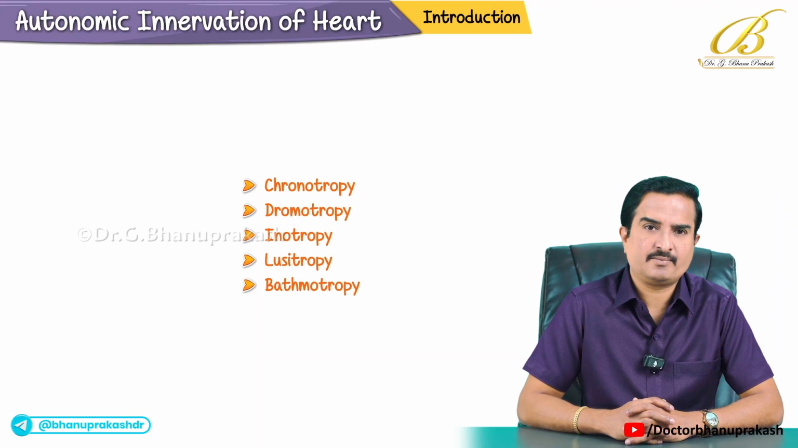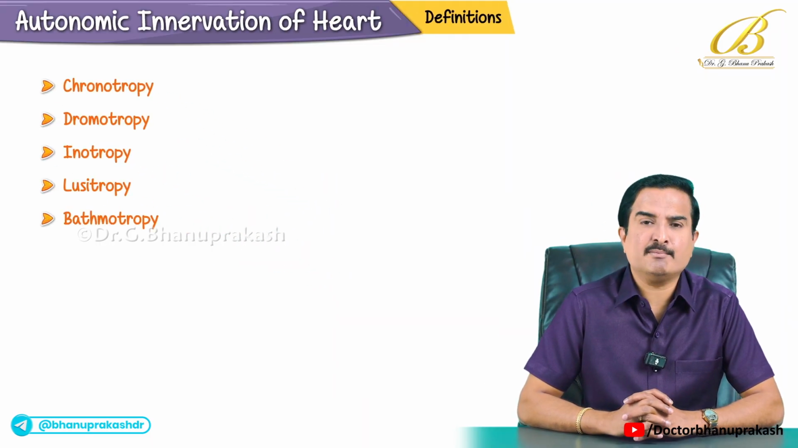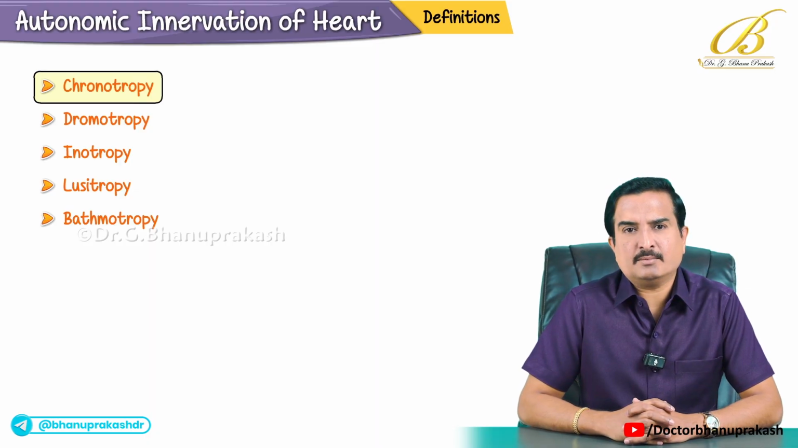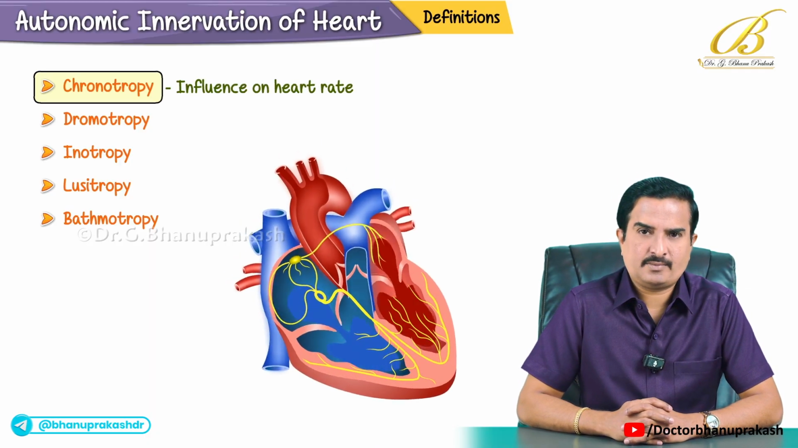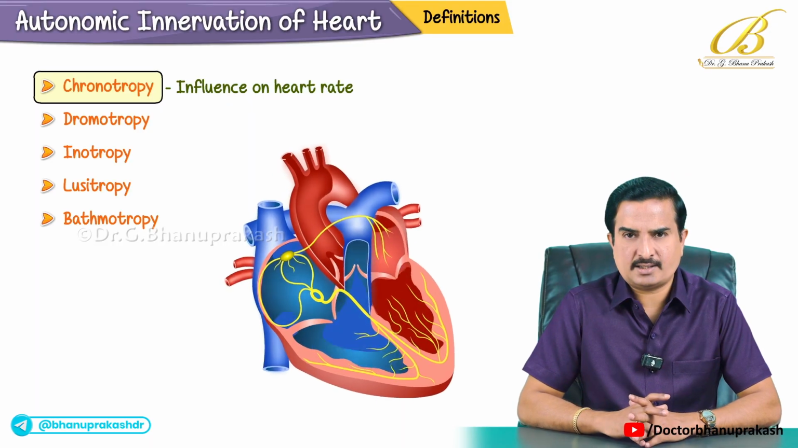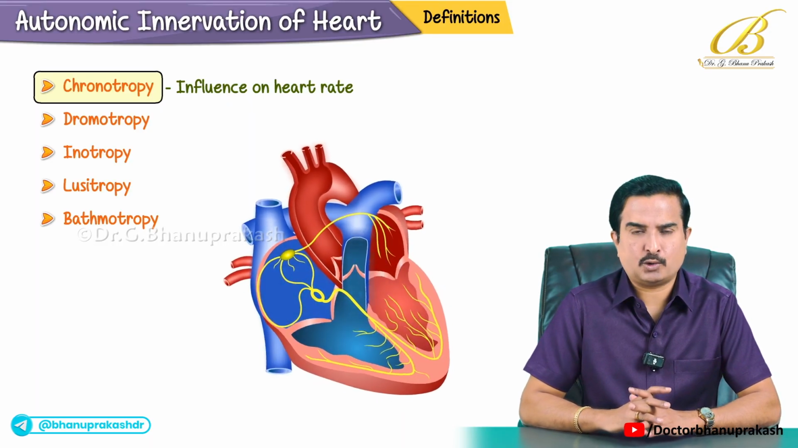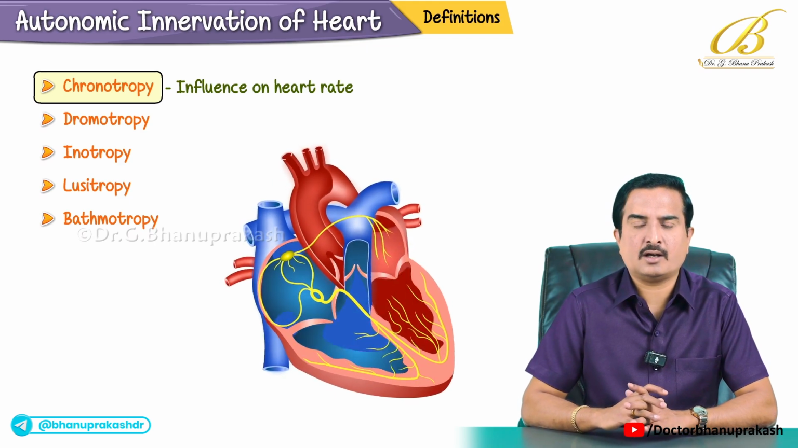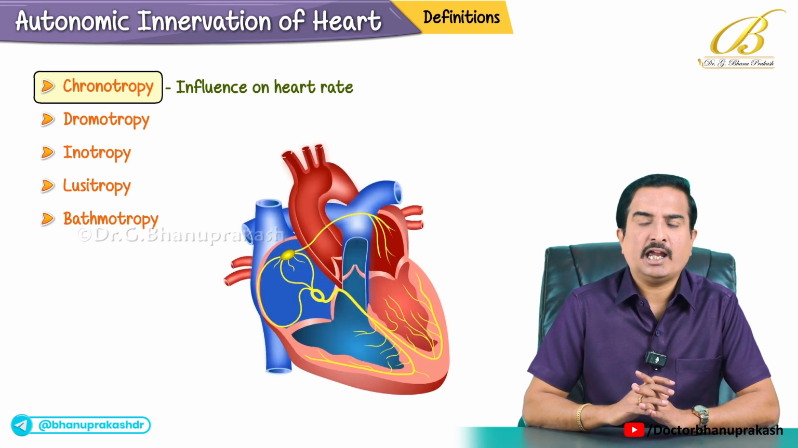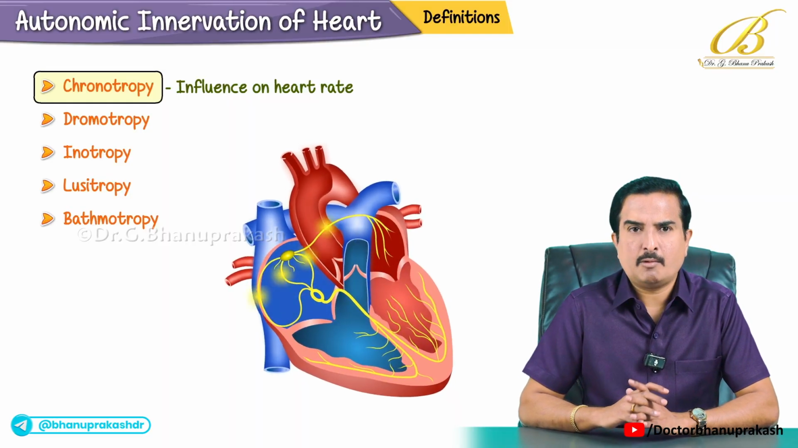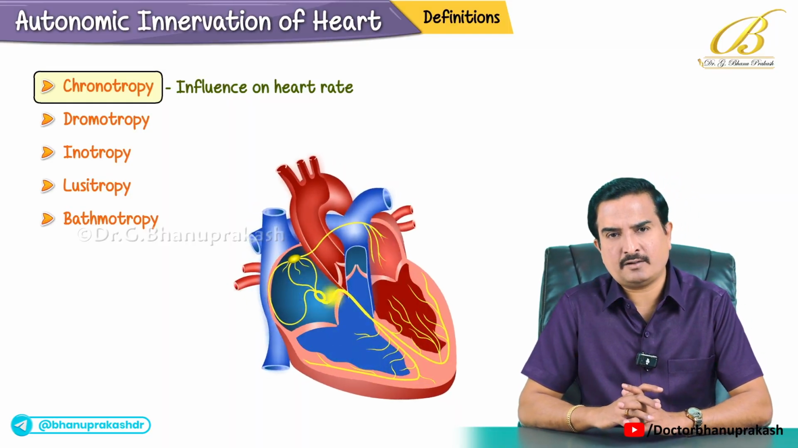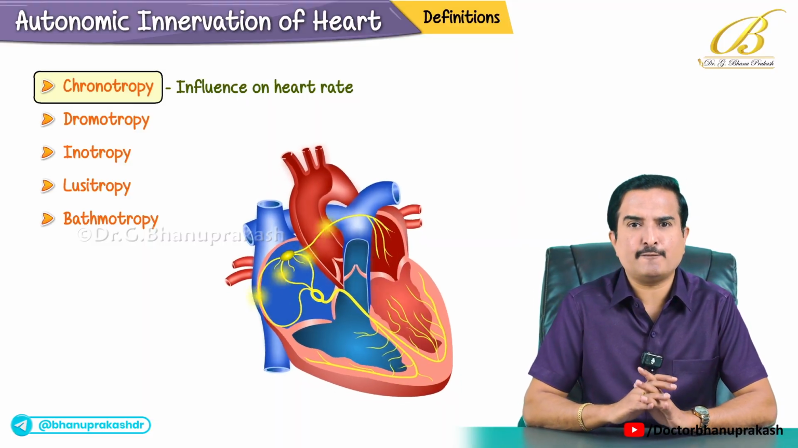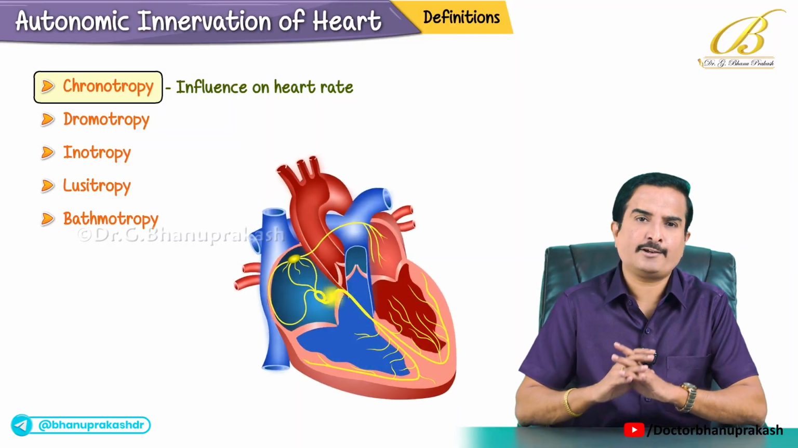Okay, let's get started. First, let us discuss the key important definitions. What is chronotropy? Chronotropy is nothing but the influence on heart rate, how fast the heart beats. So chronotropy refers to heart rate, increase or decrease, whatever it may be. Positive chronotropy means an increase in the heart rate. Negative chronotropy means a decrease in the heart rate. So influence on the heart rate is called chronotropy.